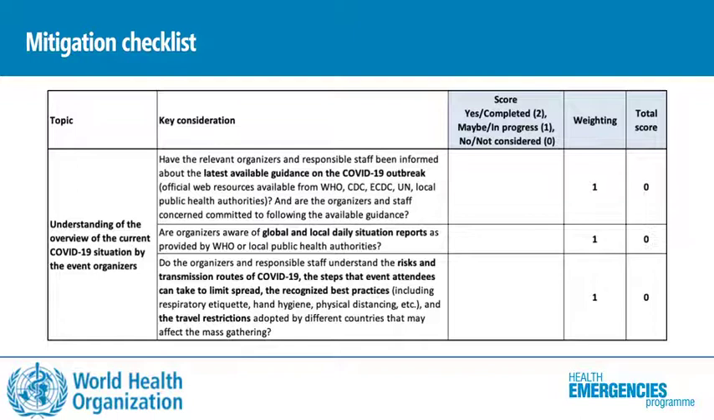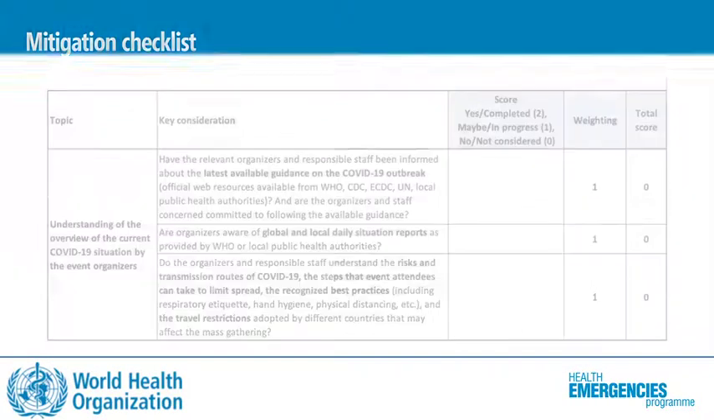The total mitigation score is divided into quartiles. That is, 0 to 25% is considered very unprepared to mitigate COVID-19 impacts. 26 to 50% is considered somewhat unprepared to mitigate COVID-19 impacts. 51 to 75% is considered somewhat prepared to mitigate COVID-19 impacts. And 76 to 100% is considered very prepared to mitigate COVID-19 impacts.